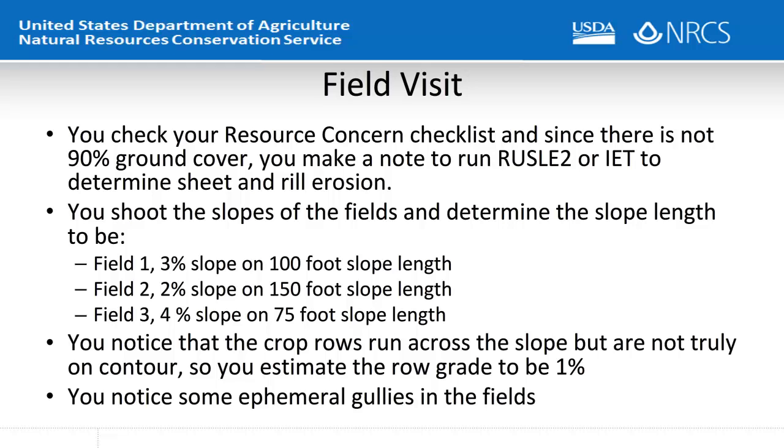You check your resource concern checklist, and since there is not 90% ground cover, you make a note to run RUSLE2 or IET to determine sheet and rill erosion. You shoot the slopes of the fields and determine the slope length to be a 3% slope on 100-foot slope length on field 1, a 2% slope on 150-foot slope length on field 2, and a 4% slope on a 75-foot slope length on field 3. You notice that the crop rows run across the slope but are not truly on contour, so you estimate the row grade to be 1%. You notice some ephemeral gullies in the fields.